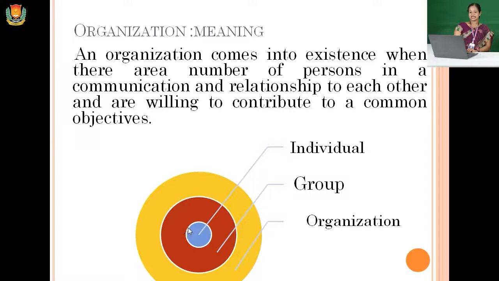As we can see in the diagram, the basic and most important unit is the individual. This individual has their own personality and their own way of thinking. Individuals come together and make a group when they have common objectives. And when these groups come together for the attainment of common objectives, then it becomes an organization. As we can see in the definition, organization means a number of persons who are regularly communicating and maintaining relationships with each other to achieve the common objective of the organization.